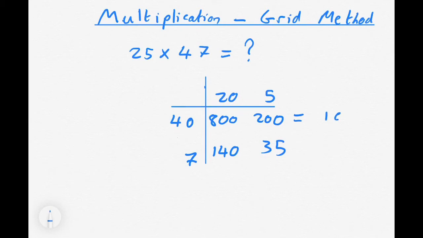800 plus 200 is 1,000. 140 plus 35 is 175. Then we just add these two bits together and we get an answer of 1,175. And multiplying 25 times 47 is as easy as that.